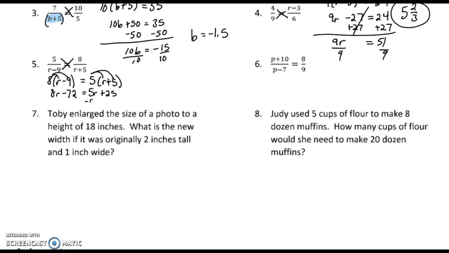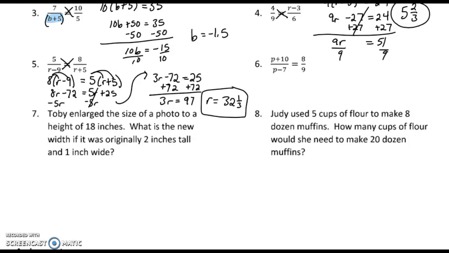From here, it's just solving like normal, trying to get your variable to one side. So I'm going to continue up here. So 3r minus 72 equals 25. I'll add the 72, so I have 3r equals 97. And now I'm going to do dividing by 3. And I get r equals 32 1/3.